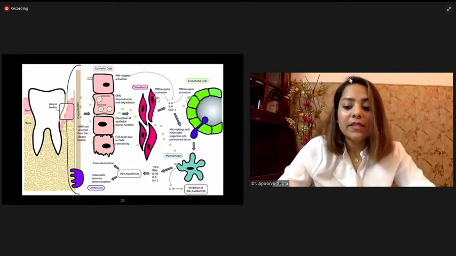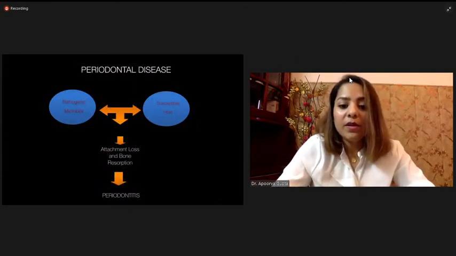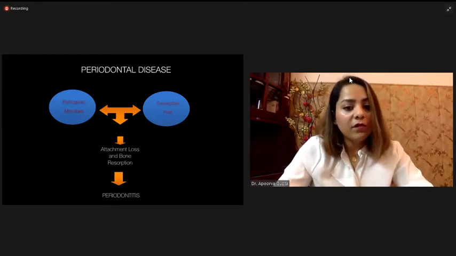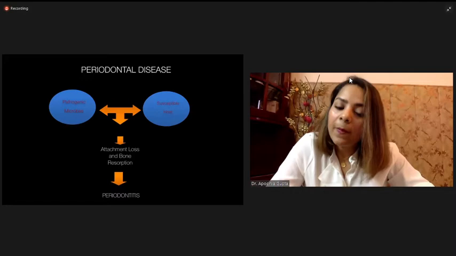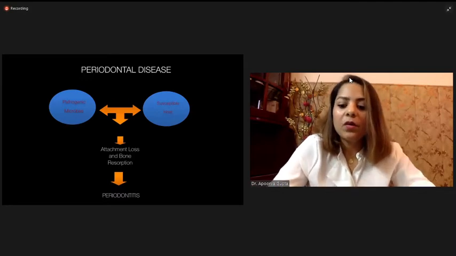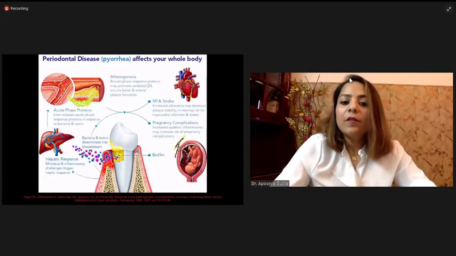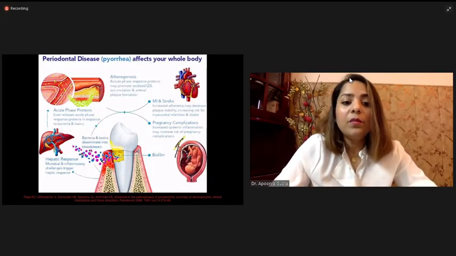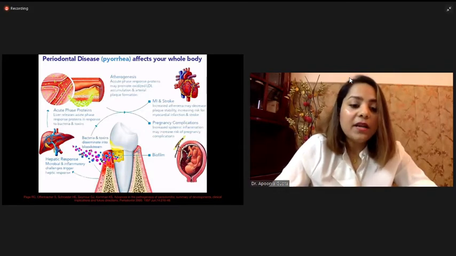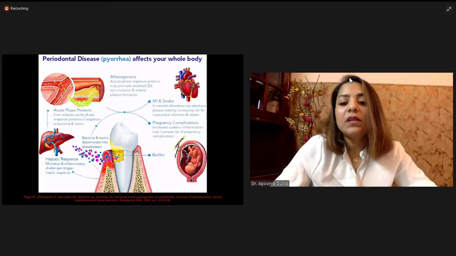So periodontal disease is not just a microbial disease, it's also a host who is susceptible to periodontal disease, which together in combination leads to attachment loss and bone resorption, and thus that is called periodontitis. Now, the understanding and treatment of periodontal disease has become even more important because it doesn't only affect your oral cavity or the mouth, it is also systemically related.